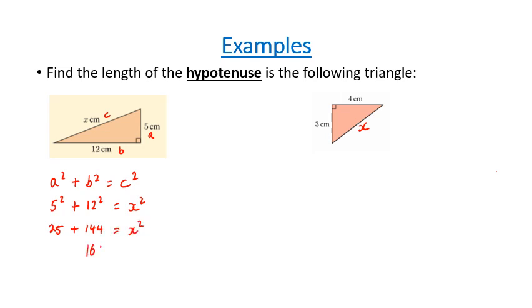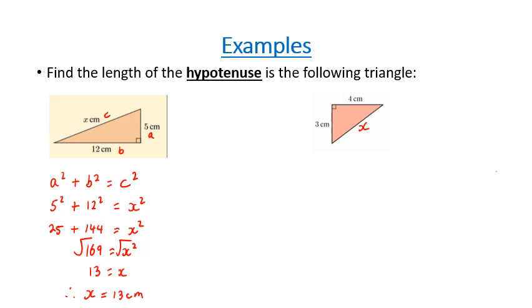That's going to equal X squared. Therefore, 169 is going to equal X squared. And to get rid of the X squared, I square root both sides. And my answer is 13. So X, therefore, is equal to 13 centimeters.